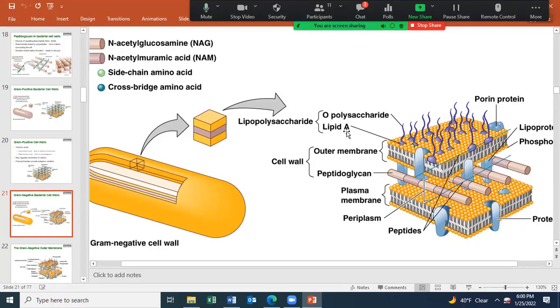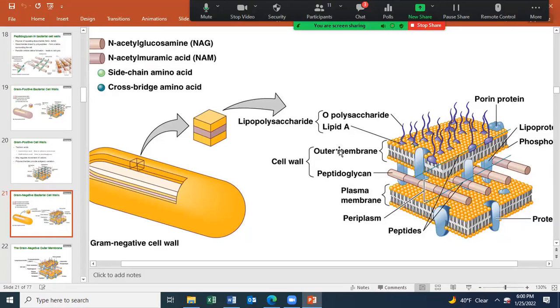Any question about any of that? Now, lipid A, we will talk about 3 times in this class. And this is the first time we've talked about it. Any questions on that?